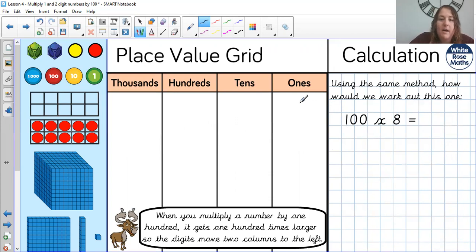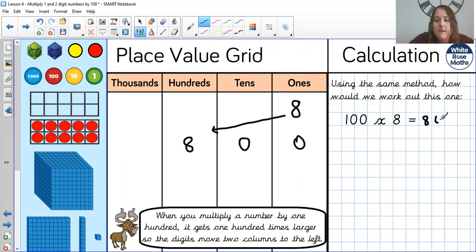So we start off with our 8 in the ones column because it's 1 times 8, and then it needs to go 2 columns to the left. So I can almost draw my arrow here. The 8 would go into the hundreds column because it's gone 2 to the left, and then add in your 2 space saver zeros. So the answer is 800.